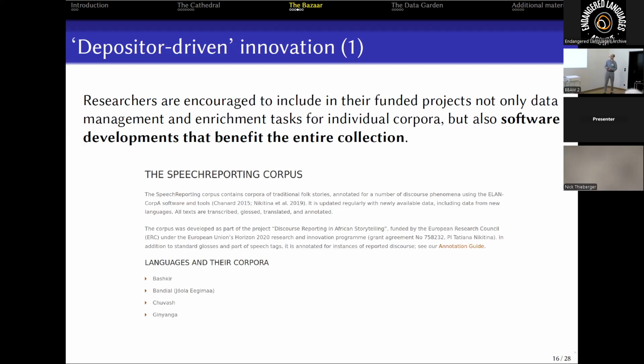Also, there's a sort of depositor-driven innovation rather than planned innovation. Researchers are encouraged to include in their funded projects some contribution to the archive, not just in terms of materials, but also software developments that benefit the collection. So there's a tremendous search engine in the European project by Tanya Nikitina, for instance, and we'd like to repatriate this into the collection over the years because we don't have a proper search engine currently.